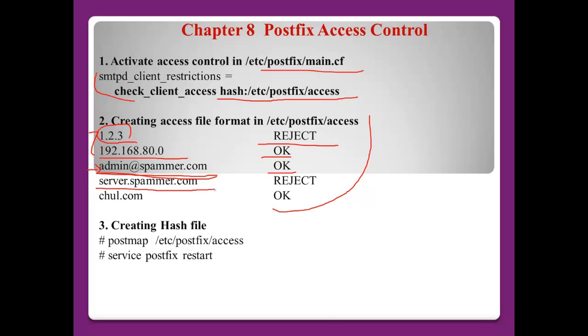And server/spammer.com, in this case, this one is a kind of domain name. So this is a domain name, and this is a kind of host name. As well, a host name can be rejected by Postfix using access, and the domain can be approved or forwarded by Postfix using this kind of file. And after that, we have to create the access DB using postmap. And after that, we have to restart Postfix.